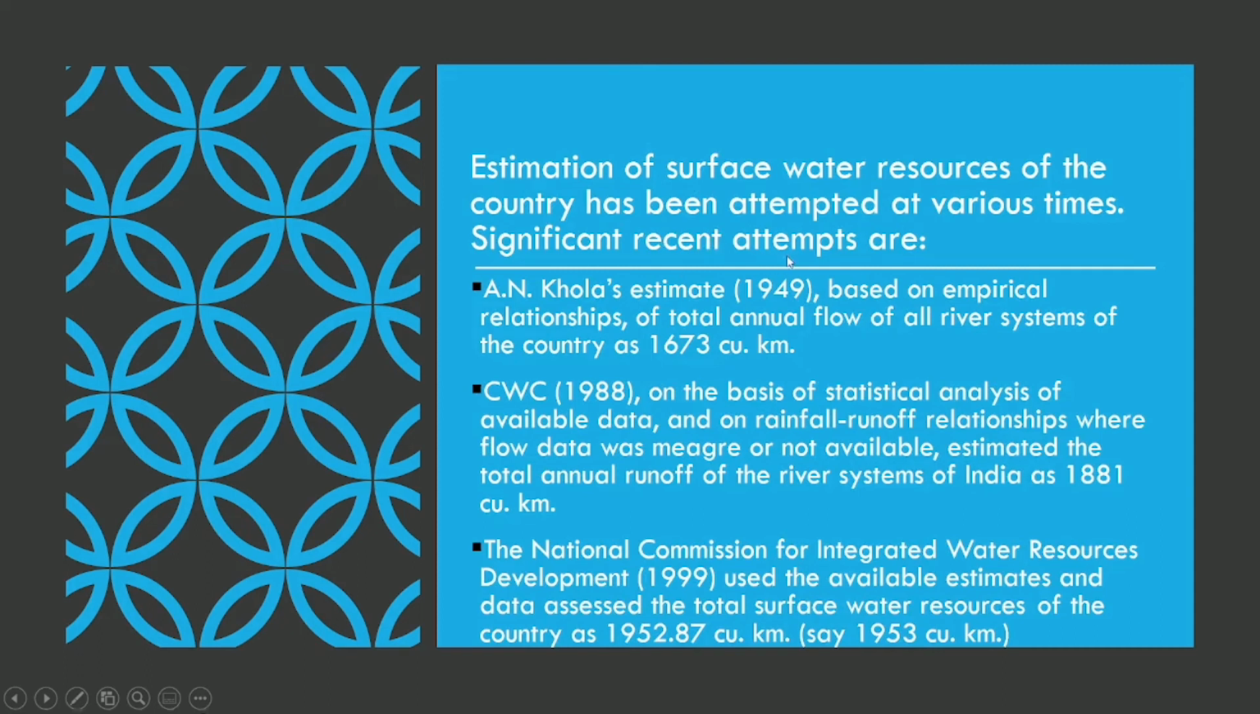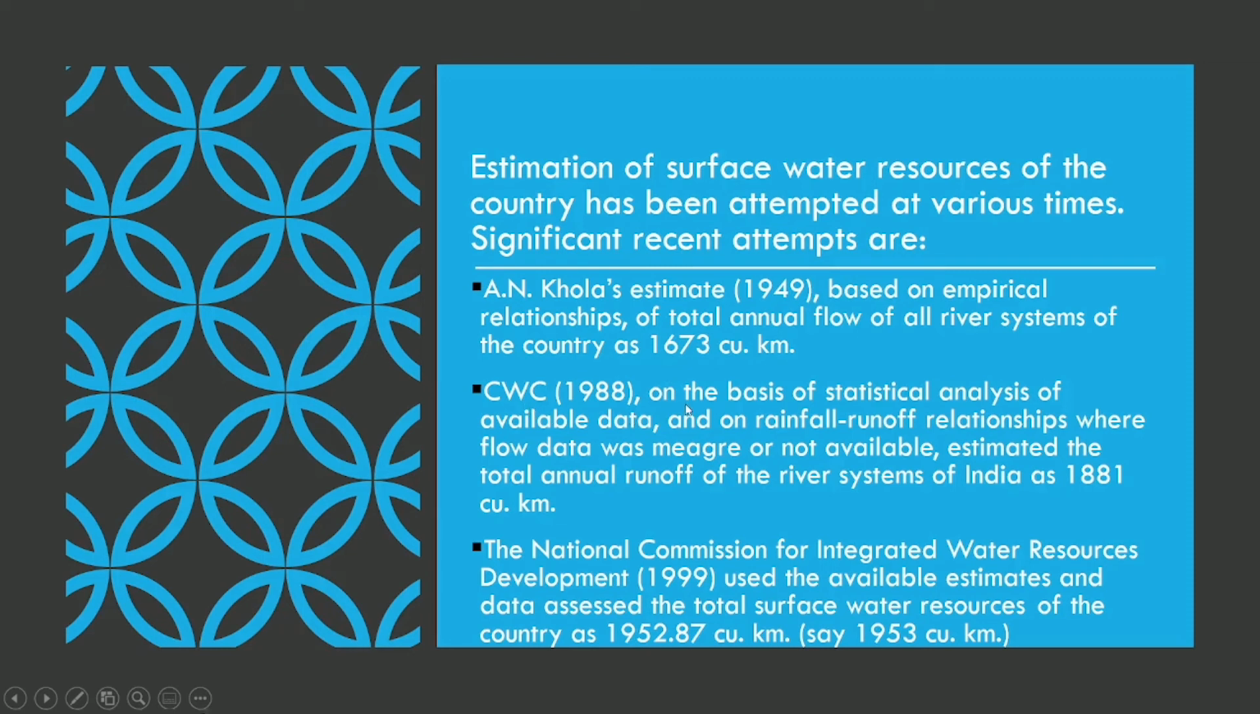Significant recent attempts are A. N. Cola's estimate in 1949, based on empirical relationships of total annual flow of all river systems of the country, as 1,673 cubic kilometers.